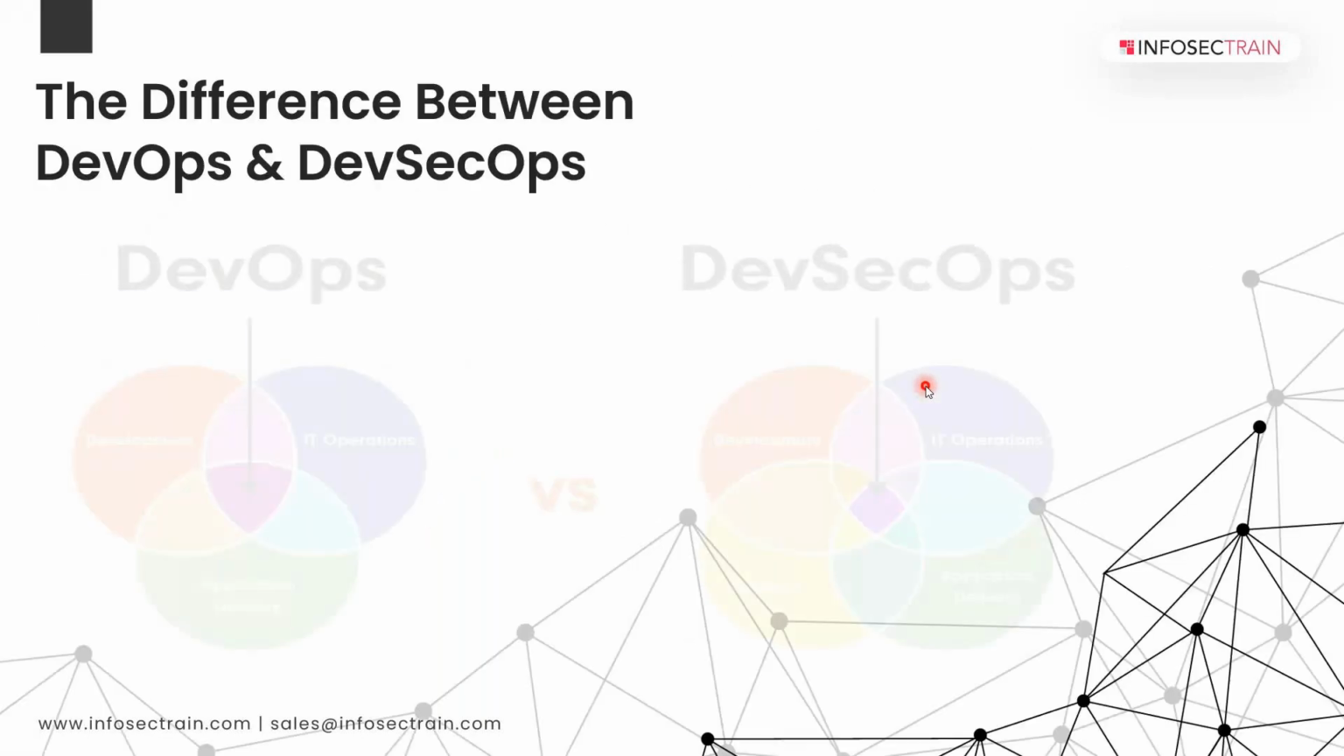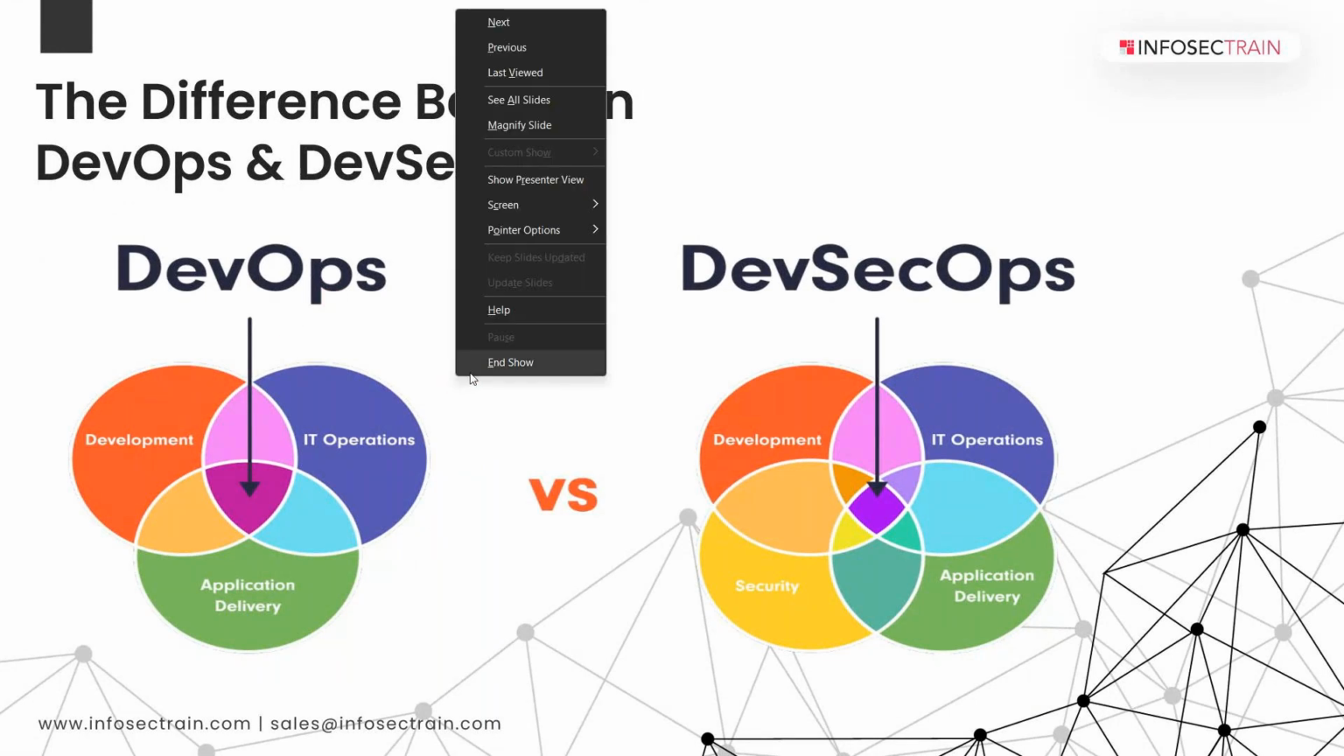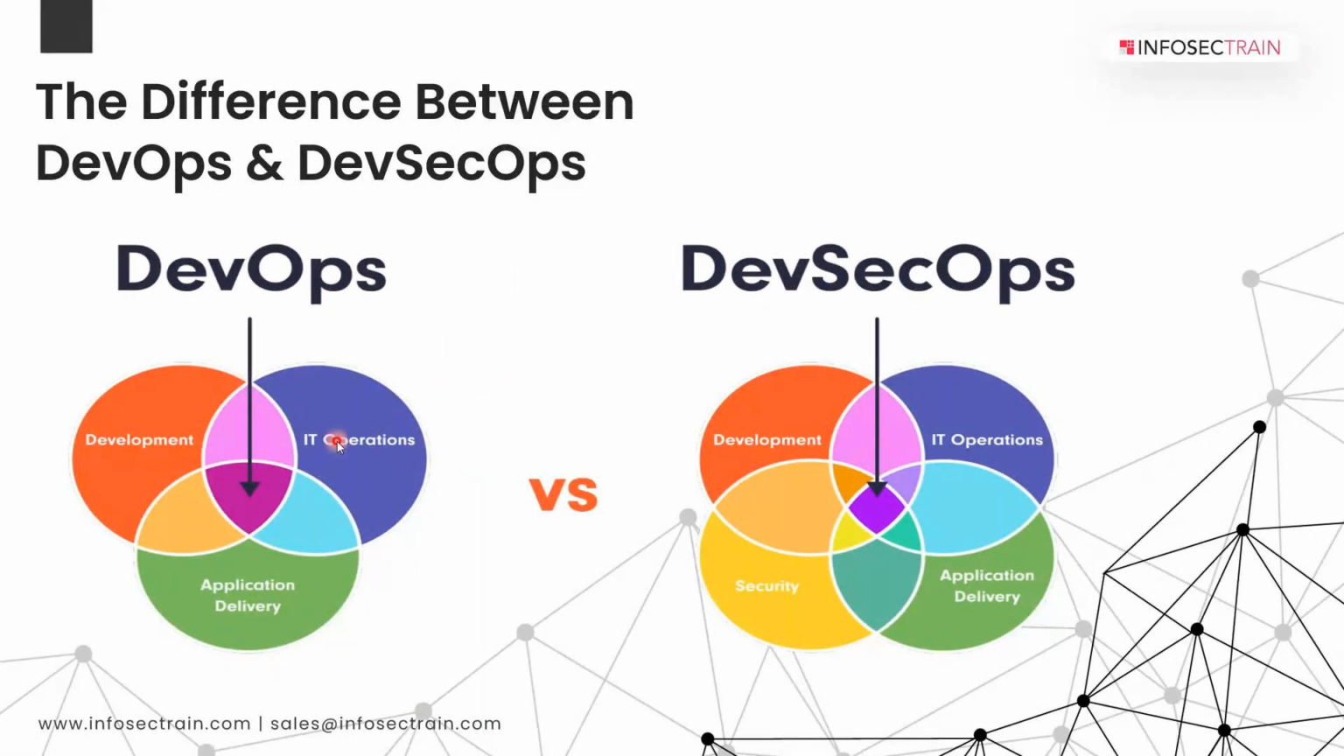The first thing is that DevOps talks about development, IT operations, and application delivery. So these three are the key areas of DevOps. But if you see on the right side, DevSecOps adds another zone or section called security, in addition to development, IT operations, and application security.